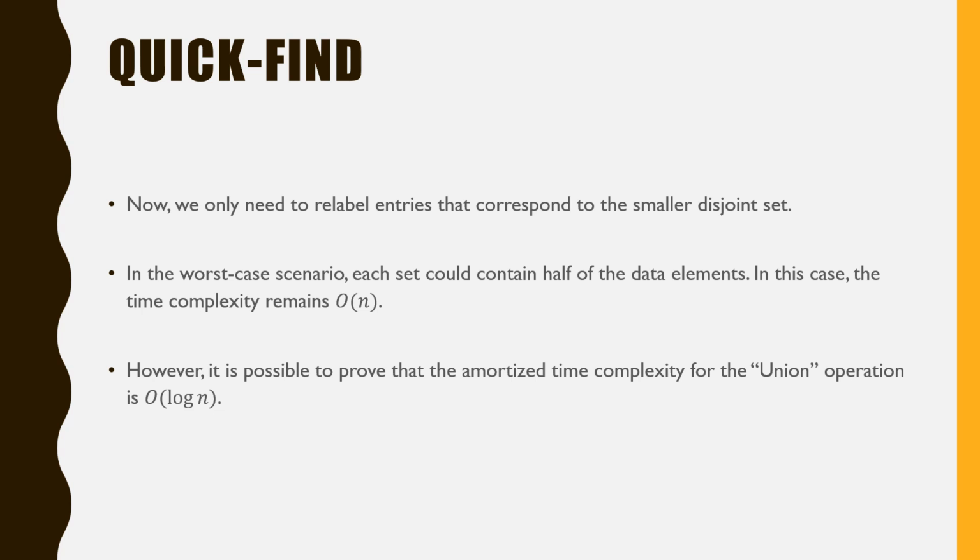With the smart union operation, the number of relabeling steps is equal to the size of the smaller set. In the worst-case scenario, this smaller set may contain up to half of the total elements, leading to a worst-case time complexity of O(n). However, it can be shown that the amortized time complexity of this smart union operation is O(log n).